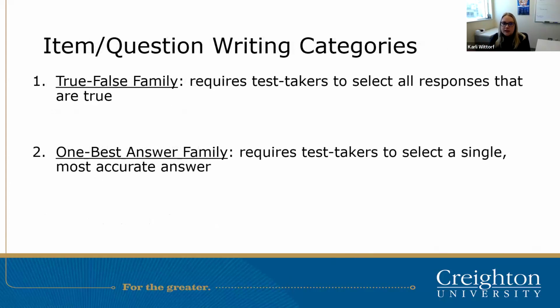So moving into the two types of exam multiple choice questions, you can see the first one is called the true false family. This just requires test takers to select all possible responses that are true to the statement or the question that you're asking. And the second type is a one best answer family. Different from a true false, this requires the test takers to select one single most accurate answer.